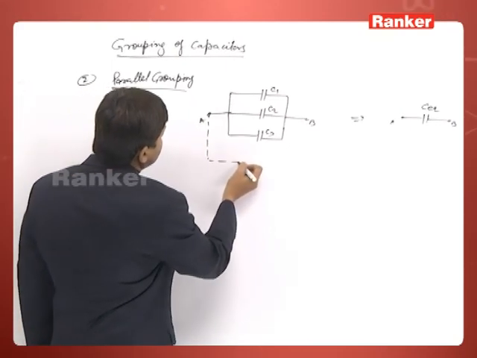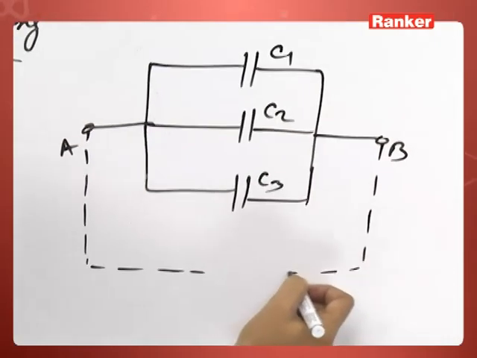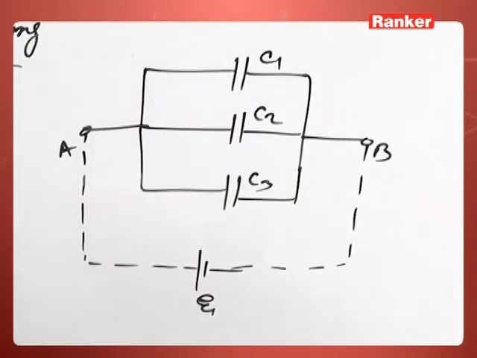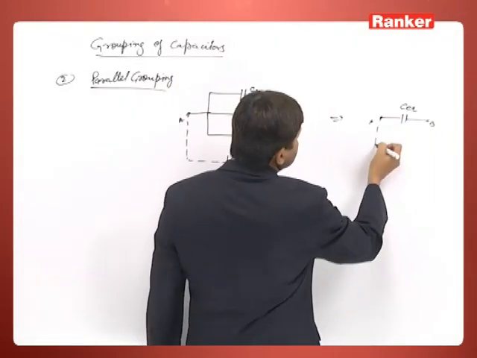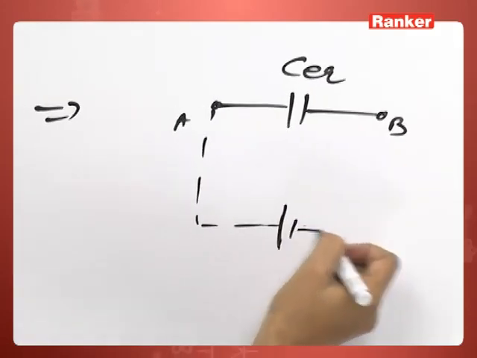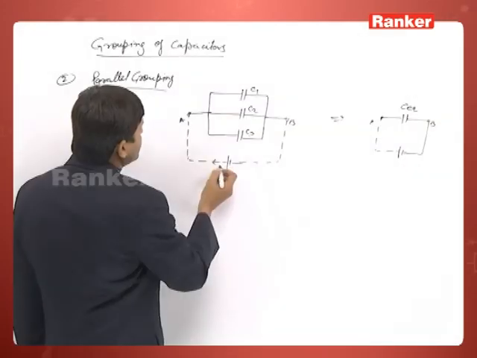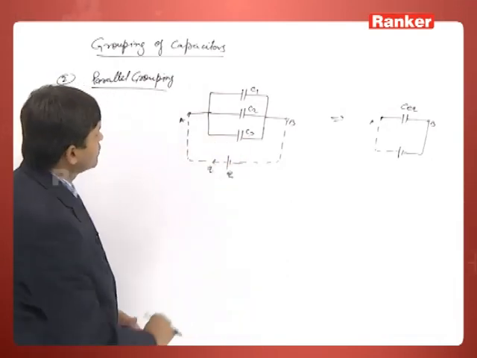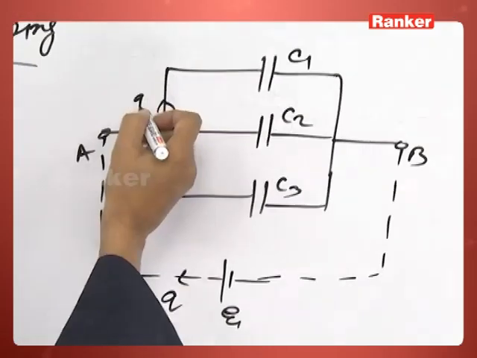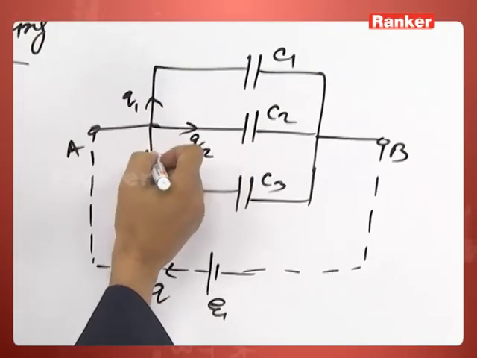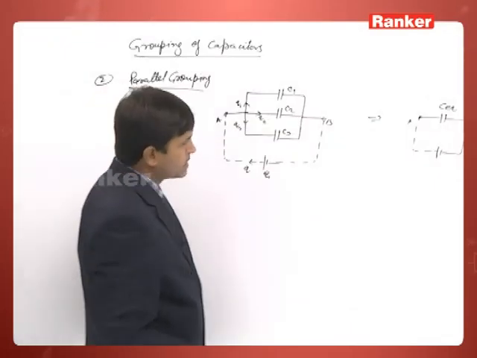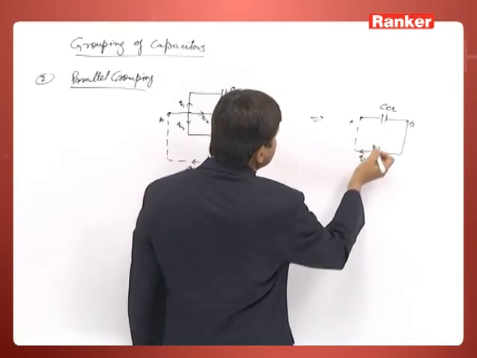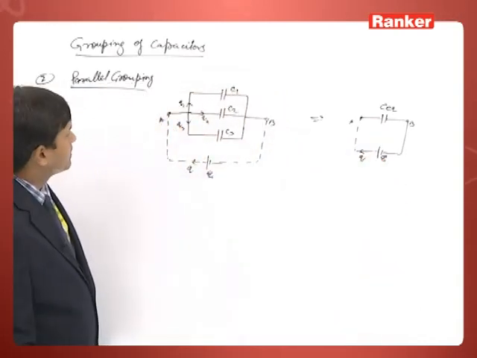It means if I am connecting this terminal of a capacitor with a source of EMF E, similarly here also a source of EMF E, and the source of EMF is delivering the charge Q, which further divides into 3 parts. So in the effective cell here also the charge should be Q. This is the meaning of this.